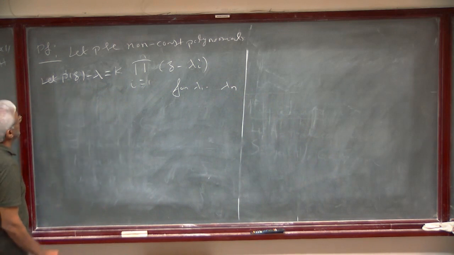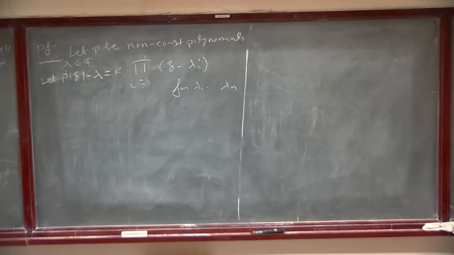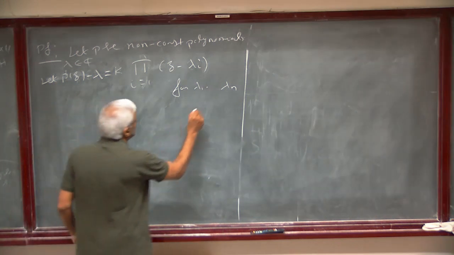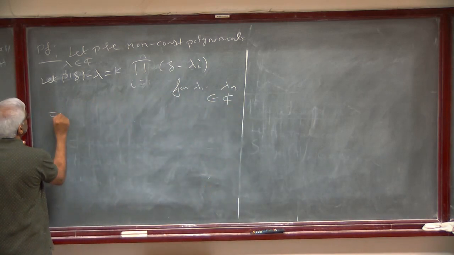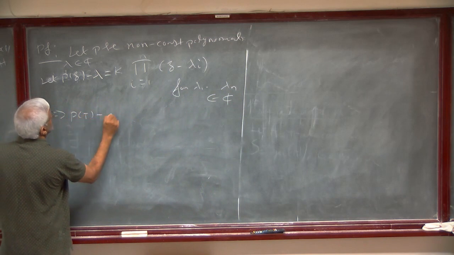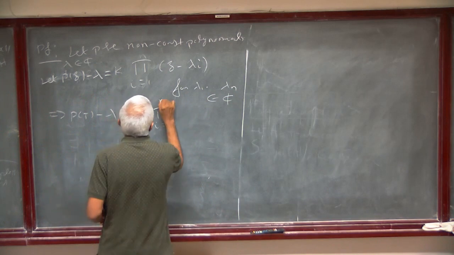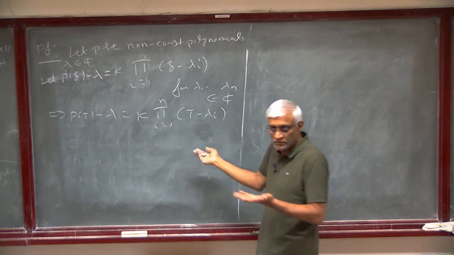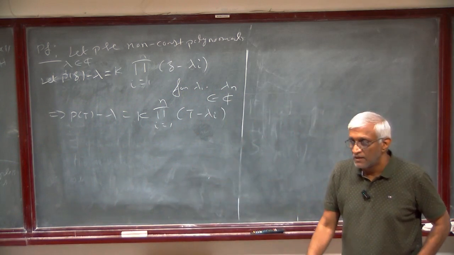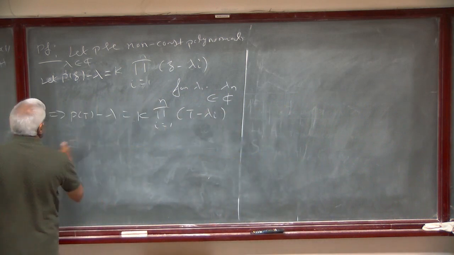So I'm just taking some lambda, a complex number. Then P of z minus lambda looks like this, with roots lambda 1 up to lambda n. So this implies, of course, P of T minus lambda equals k times the same product of T minus lambda i. This is true for any T, because it's just a polynomial equation, an algebraic equation.